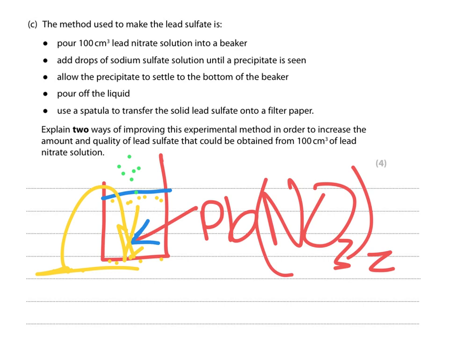So if we want to get loads and loads of lead sulfate, why are we just adding a few drops of sodium sulfate? We want that sulfate to come along and react with the lead. So by adding a few drops, that doesn't really make sense. So instead, let's add excess sodium sulfate. Excess means you keep adding it until you can't see any reaction take place. So there's a ton of that, and that will mean we get the maximum amount of lead sulfate.